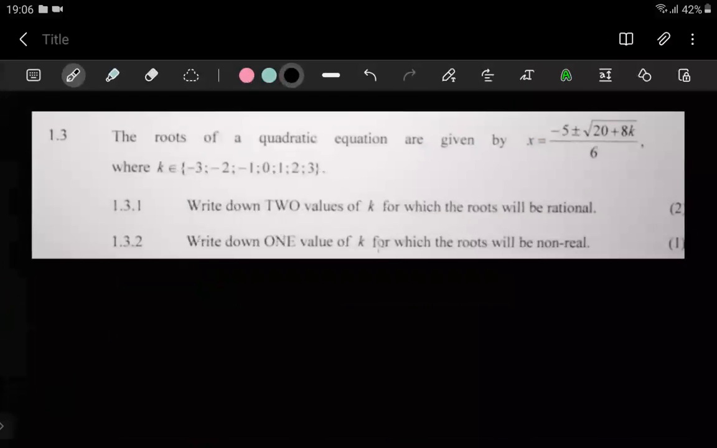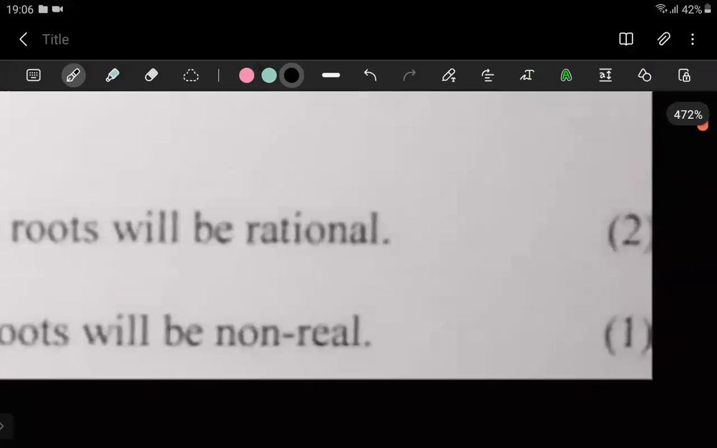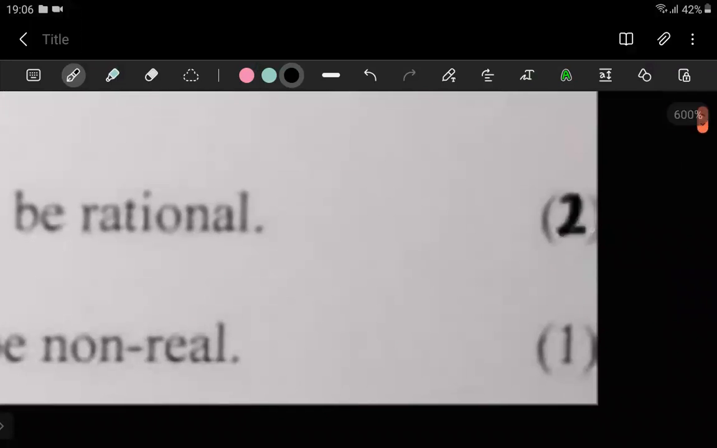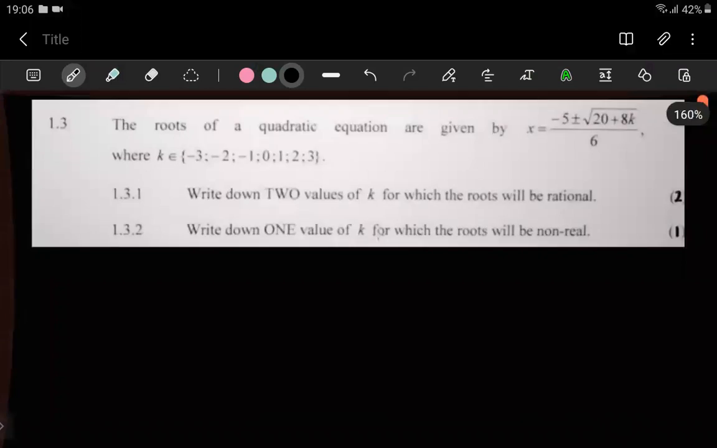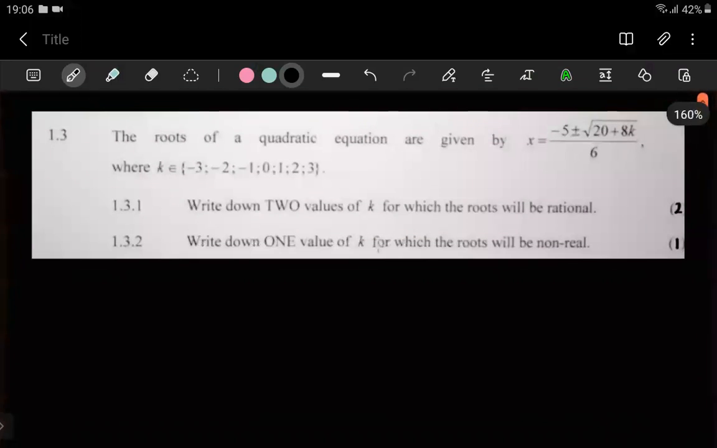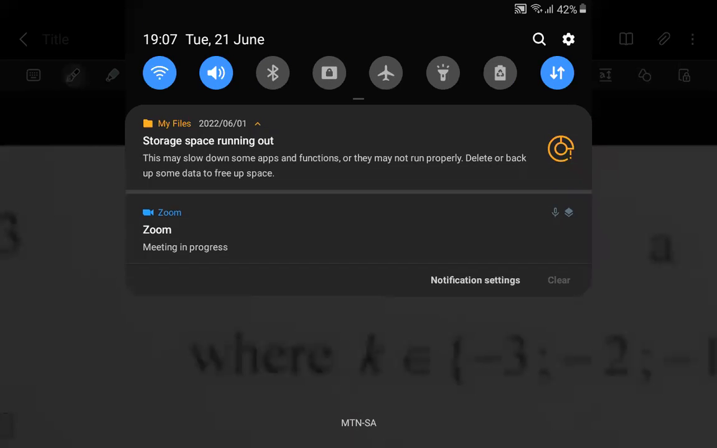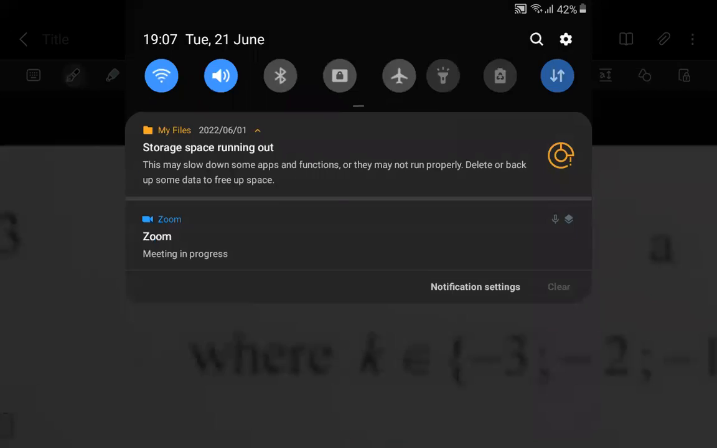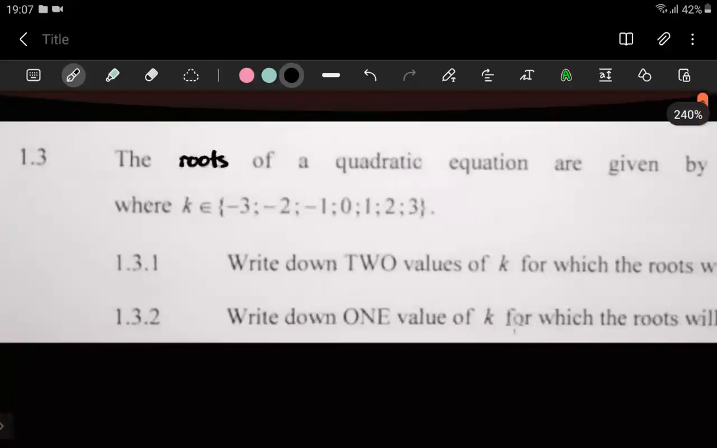Of a question, this question looks quite interesting. The fortunate thing is that it's a 2-mark question and a 1-mark question, so we don't necessarily have to panic. It says the roots of a quadratic equation are given by x is equal to this. So remember, roots just refer to the solutions of an equation. That's what roots are.